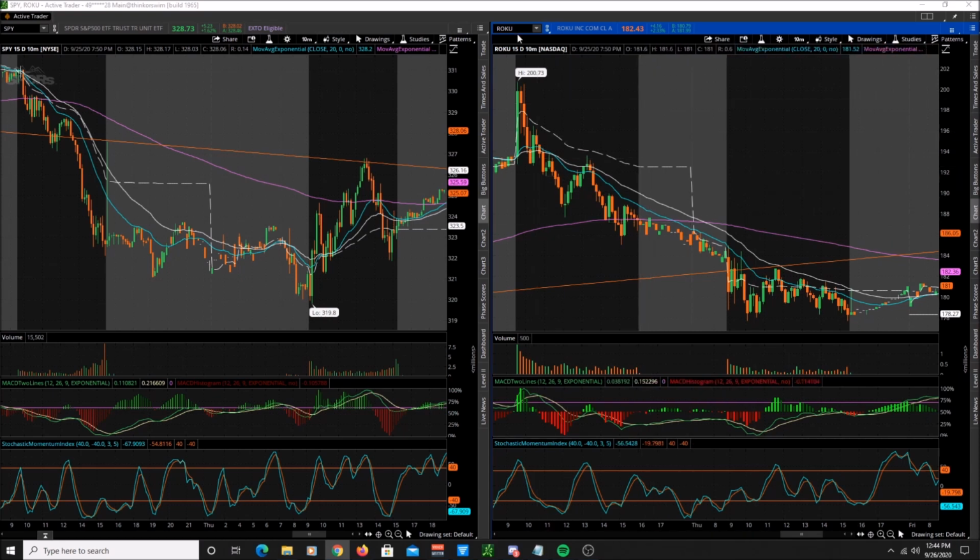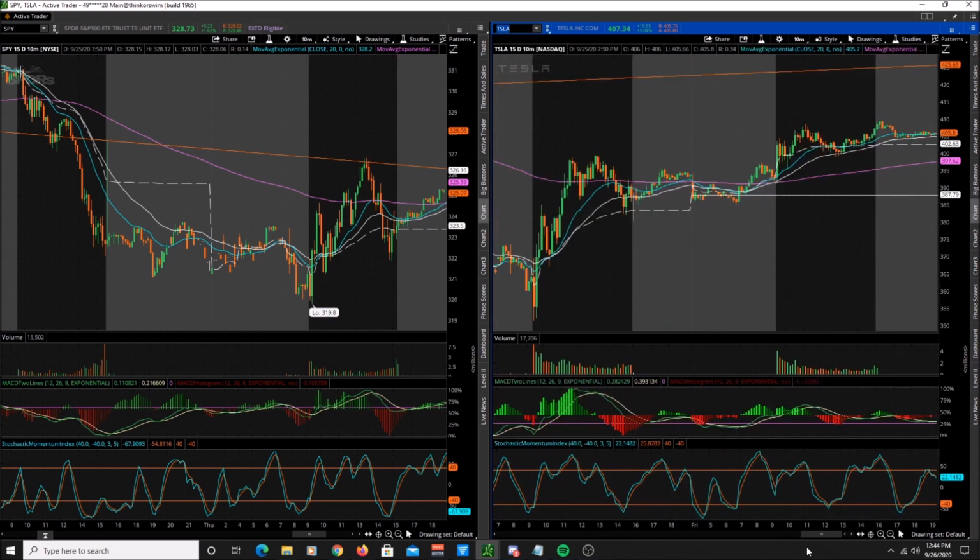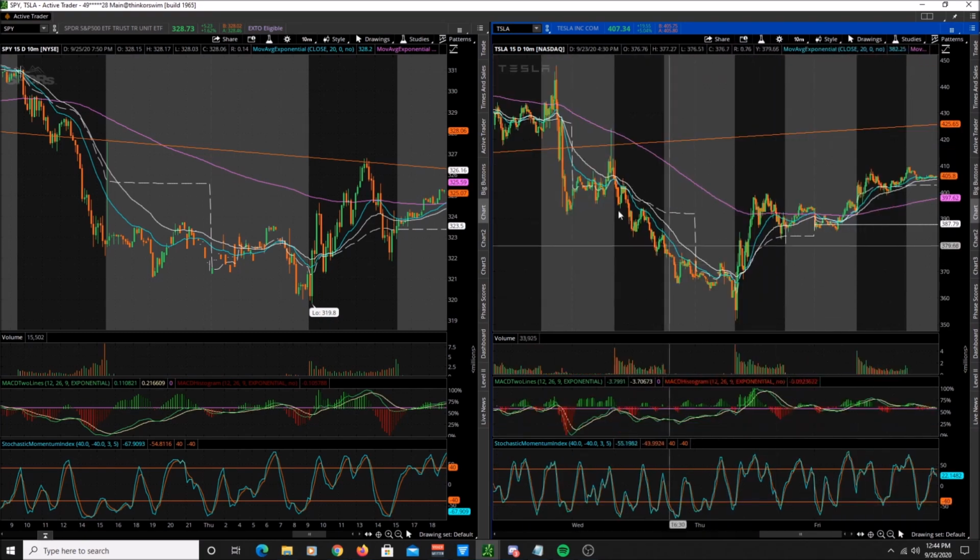Tesla and SPY. Now Tesla, I didn't play Tesla on Friday because it was very choppy. Back here, there's just been so much excitement going on with Elon Musk and the battery and stuff like that. So I mean, I had a Tuesday, I had a big dump, then it tried to recover, then just dump more on Wednesday.